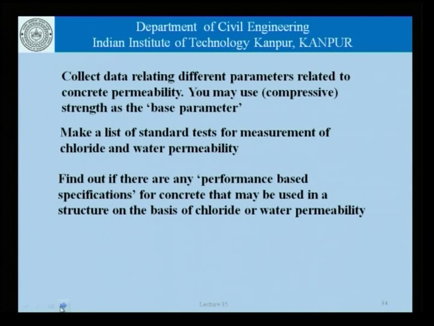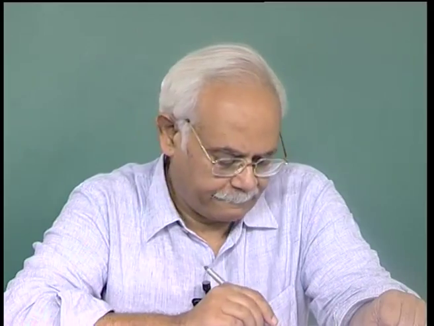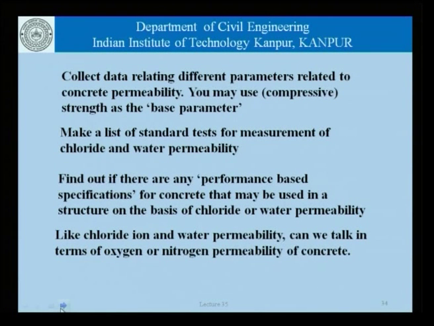We could find out if there are any performance based specifications for concrete that may be used in a structure on the basis of chloride or water permeability, like the examples that we talked about when we were discussing the results from T277 or T259 and so on. Like chloride ion water permeability, can we talk in terms of oxygen or nitrogen permeability of concrete? That is a question that I would leave with you to ponder about.